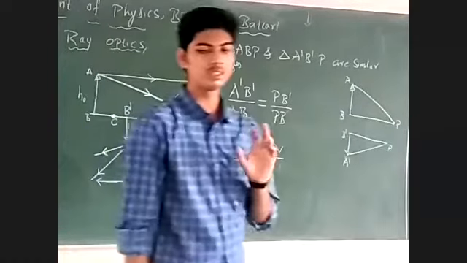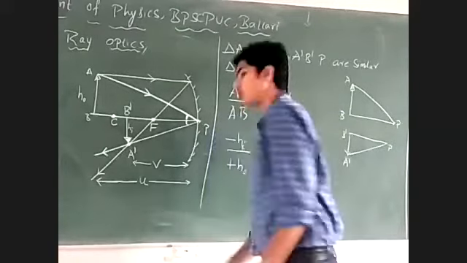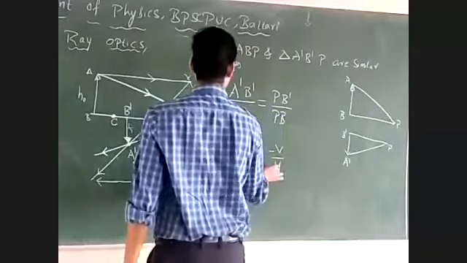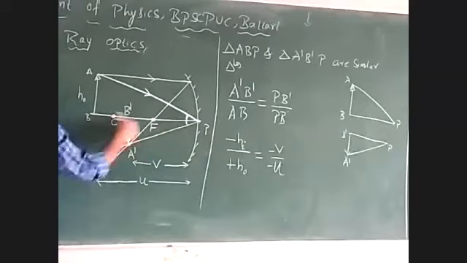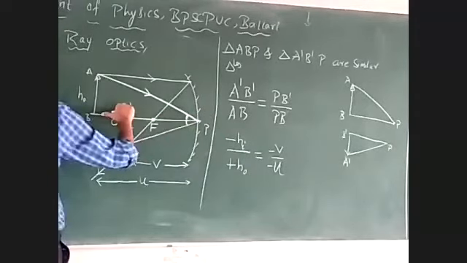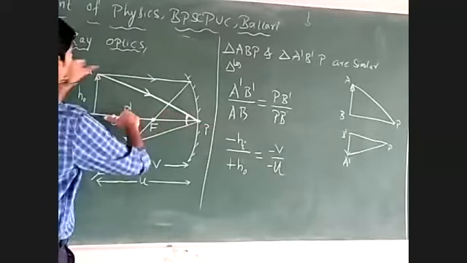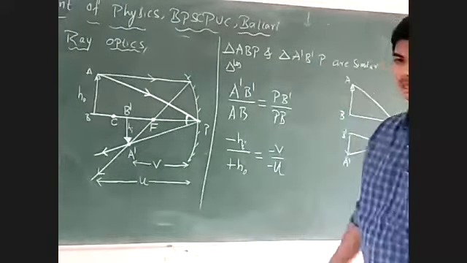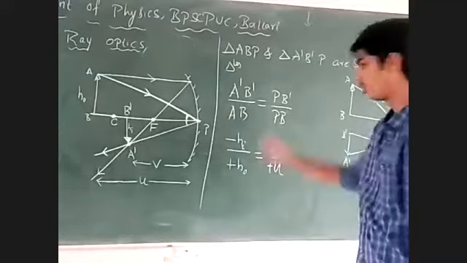So PB is U. Correct? PB is minus U. We have to measure all the distances from the pole and along the principal axis. This is the direction of incident light, and you are measuring the distance in a direction opposite to the direction of the incident light. So image distance must be negative. Minus and minus get cancelled out here.